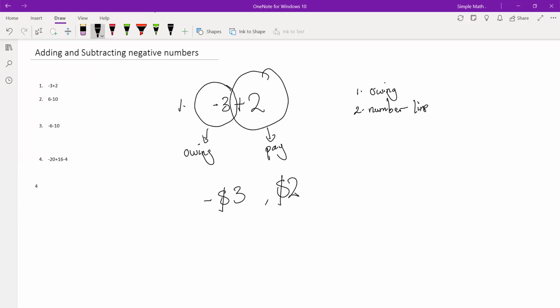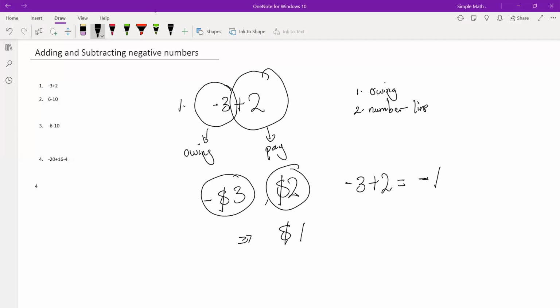So what happens at the end of this? It means that this person is now owing you $1. Somebody's owing you $3. They have paid $2, which is fine, but they are still owing you $1. So we can say that minus 3 plus 2 is equal to minus 1, because there's still this $1 being owed.